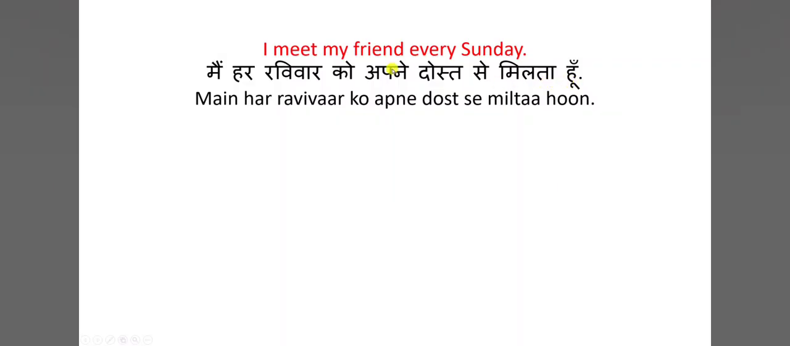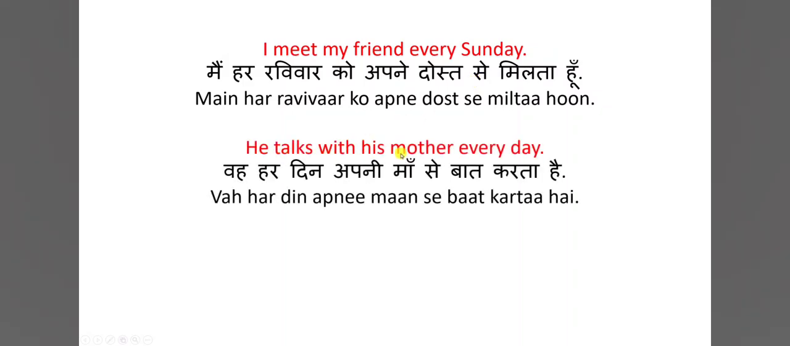The verb in the sentence is meet, and so with the object of this sentence we need to use say and not ko. अपने दोस्त से, with my friend. It gives the meaning of with my friend. Alright, so we do not use ko here, we use say.